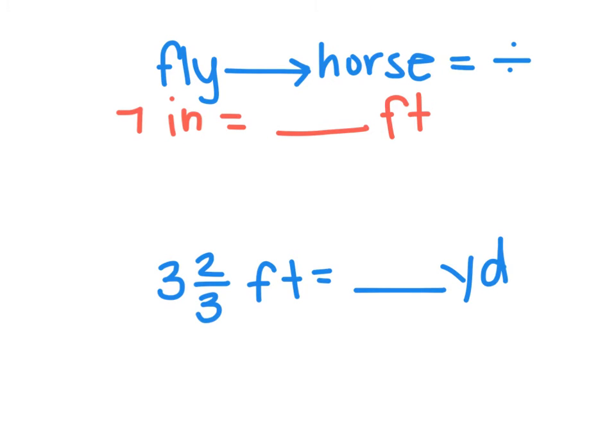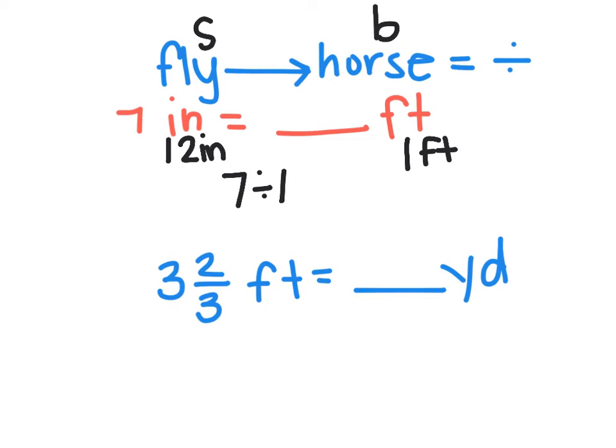The next part of conversions is when we go from something small to something big, and we say fly to horse, divide of course. And we're going to take two different examples for this. The first one is when we're going to change 7 inches to blank feet. So we know that there's 12 inches for every 1 foot. And I'm going to have to divide 7 divided by 12. Now this one's pretty easy, because I know 7 divided by 12 can be written as a fraction of 7 over 12. So 7 inches is the same as 7/12 feet. We can't simplify it. That one's pretty easy.